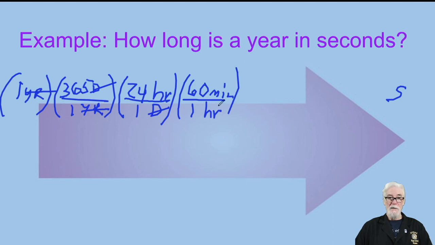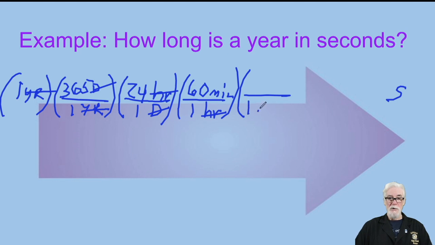So when I multiply my string of ones together, again, I have not changed the size, but I have changed the unit, because hours now cancel out and I have minutes. So I'm one step away. I need one more ratio.